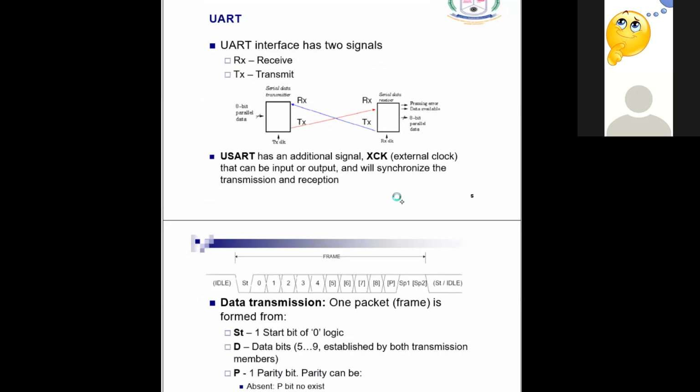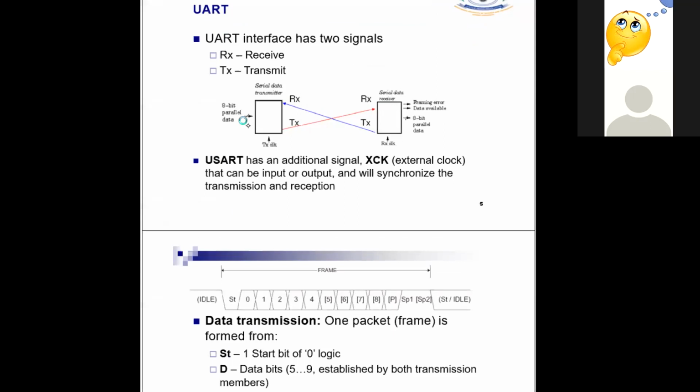You have already seen this. For UART, we don't need any clock signal between them, because it is an asynchronous mode of communication. But USART definitely needs an external clock to synchronize the transmission and reception. You have seen that receiving as well as transmitting is a full duplex connection. I think you can see it well. So see, 8-bit parallel data, then you all know parallel data.